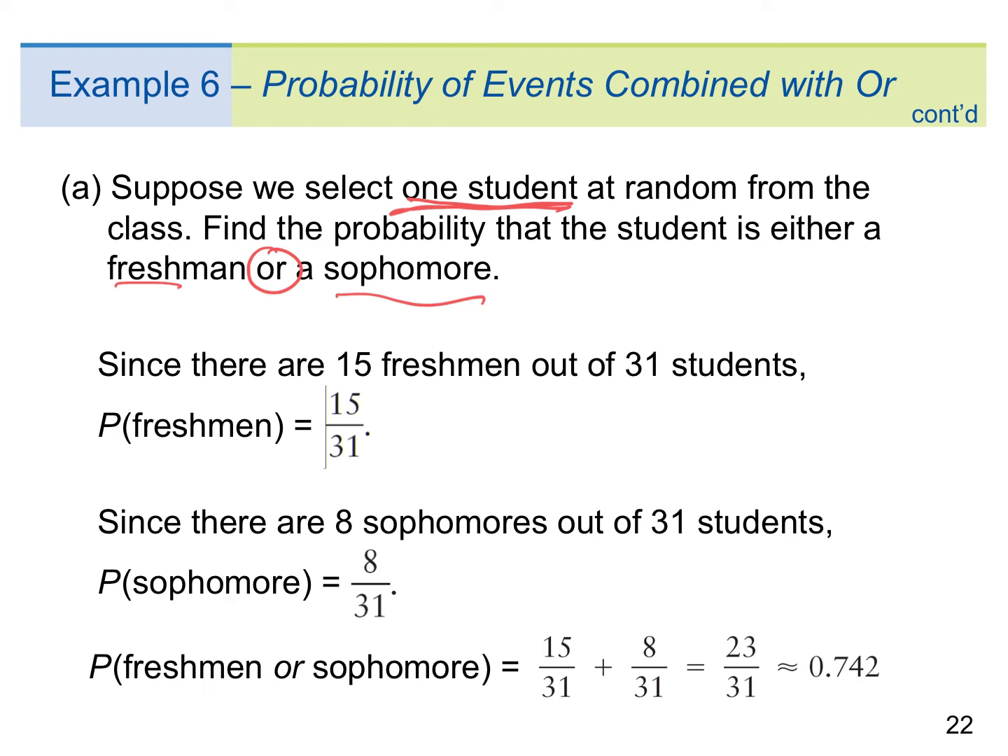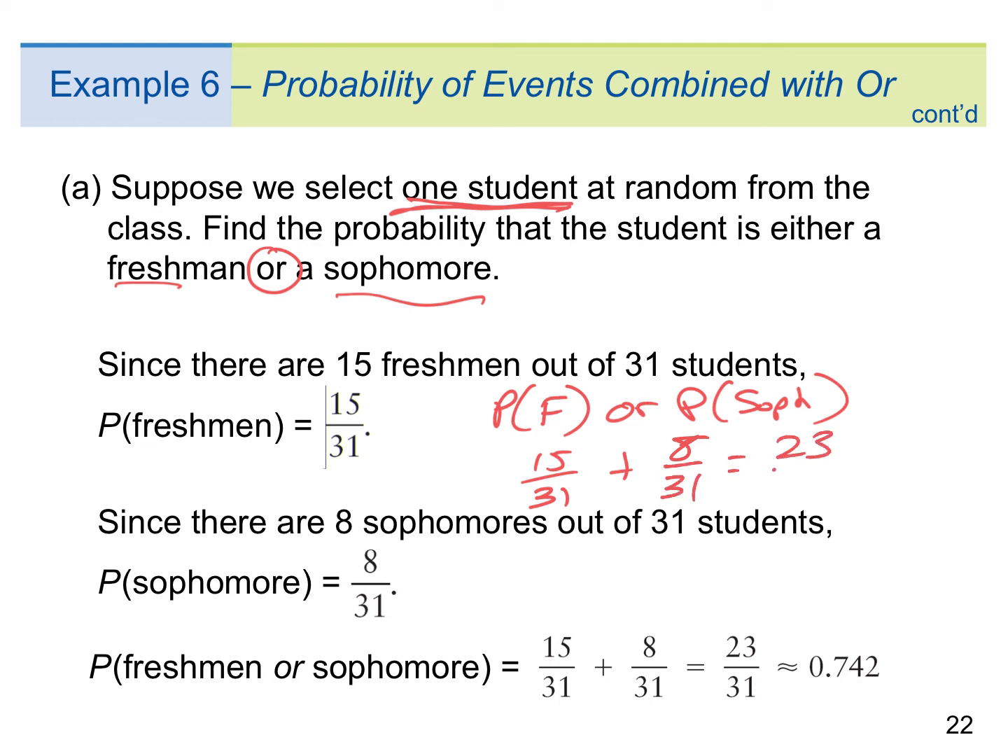So you say to yourself, let's see how many freshmen. 15 out of the 31. Probability I'm a freshman or probability I'm a sophomore. Probability of freshman, 15 out of the 31 kids, or means addition. Let's see how many sophomores. 8 out of 31. So our formula is simply add the 2 together, 23 out of 31. They put both here just so I can say if I want a decimal, give me a decimal. If I want a fraction, give me a fraction. That's why they have them both there.